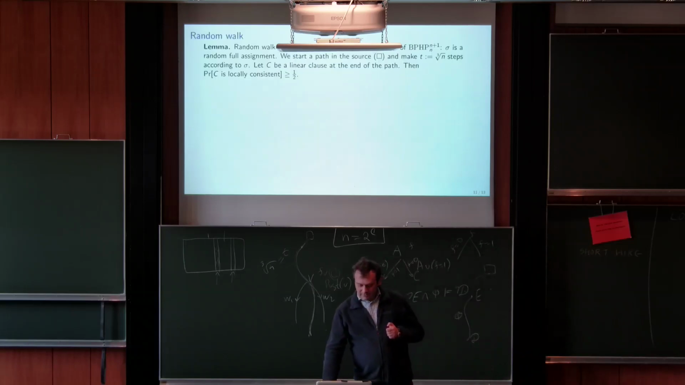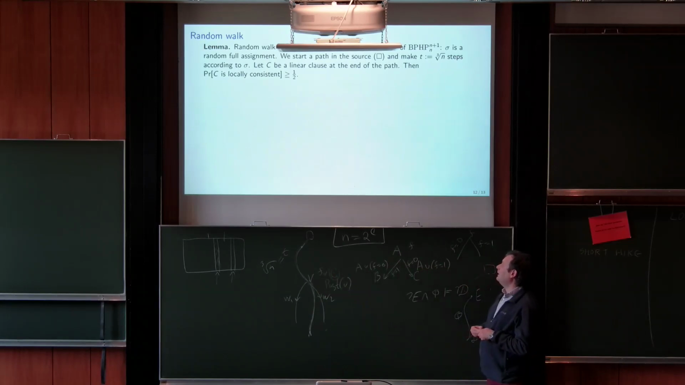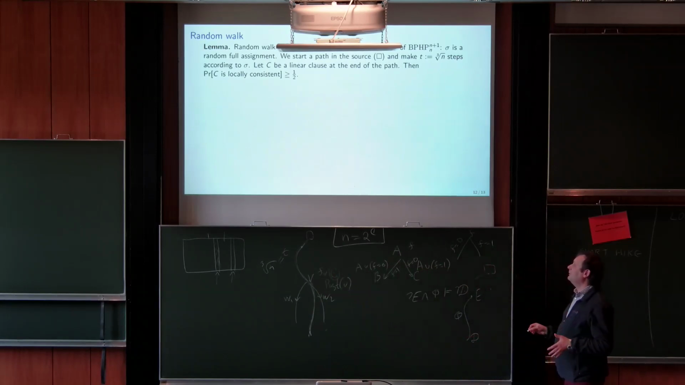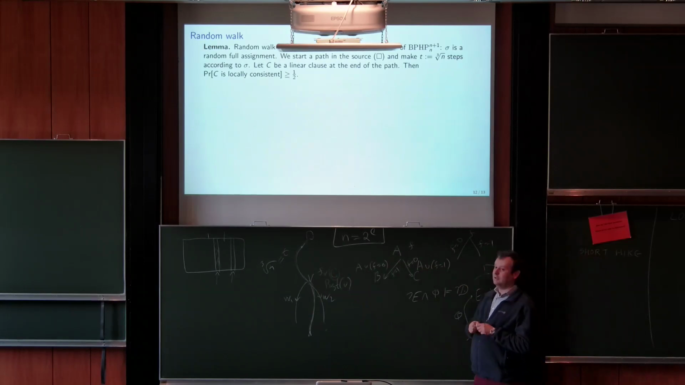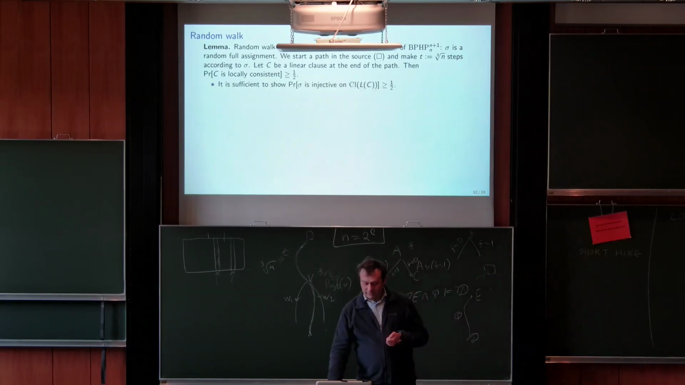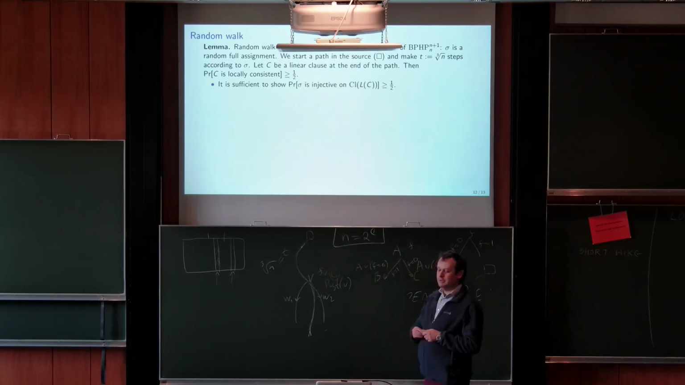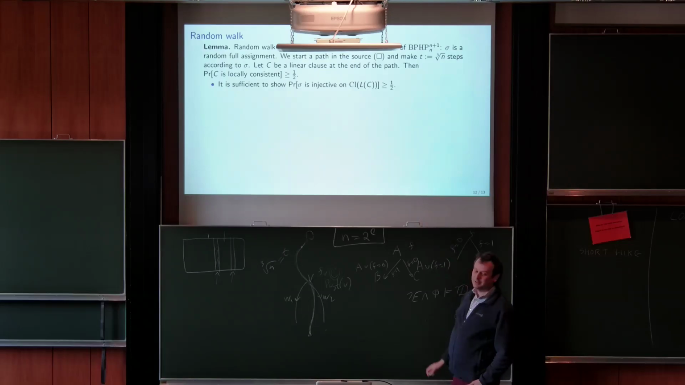Okay, and now the last component. This is the random walk lemma. We should show that with high probability, when we make a random step, we will finish with a closure that is locally consistent. But now we understand that it is sufficient to show that this sigma, this random map, is injective on the closure with good enough probability.